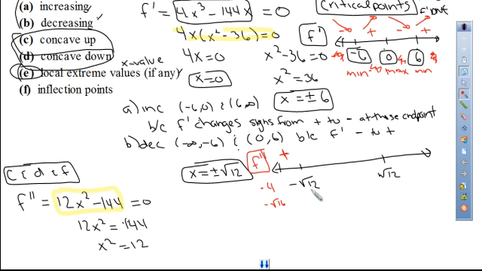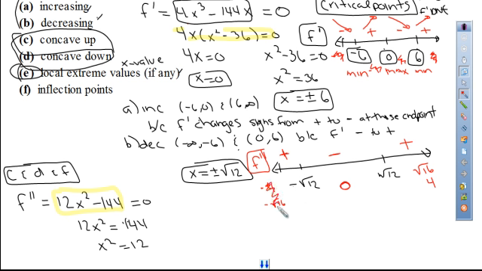Now I need to check a number between negative 4 and 12, so I'm going to check 0. If I substitute 0, I get negative 144, so that's a negative. And for a number to the right of the square root of 12, once again I'm going to use the square root of 16, which is 4. So 4 squared is 16, and 16 times 12 is still larger than 144, so that is positive.